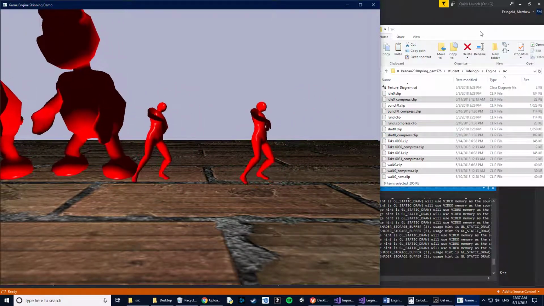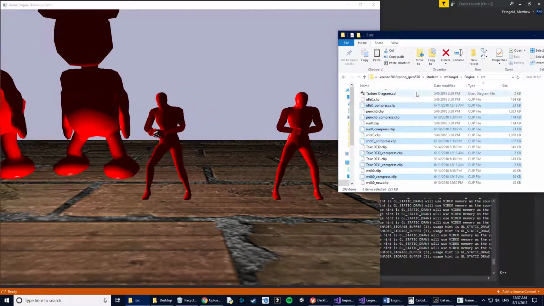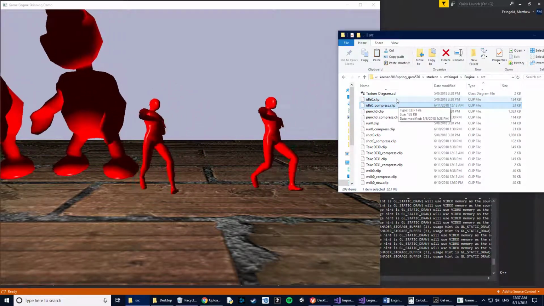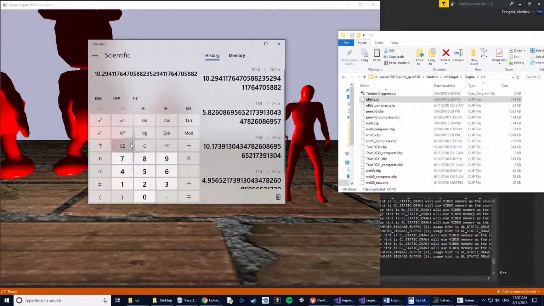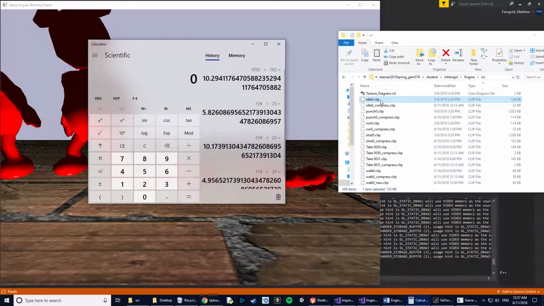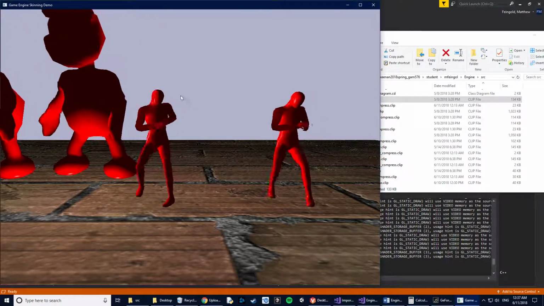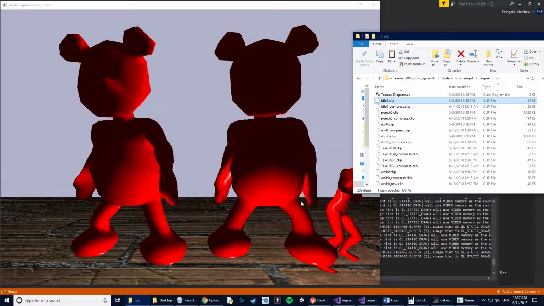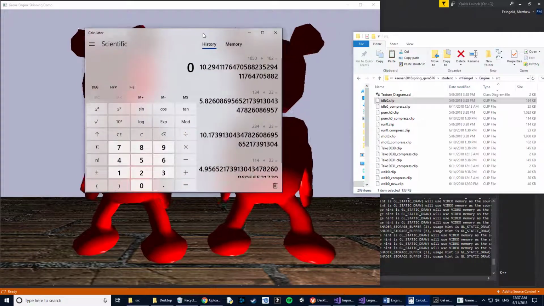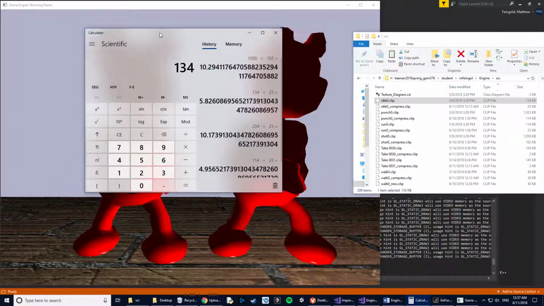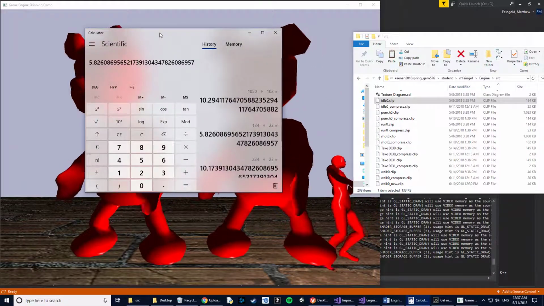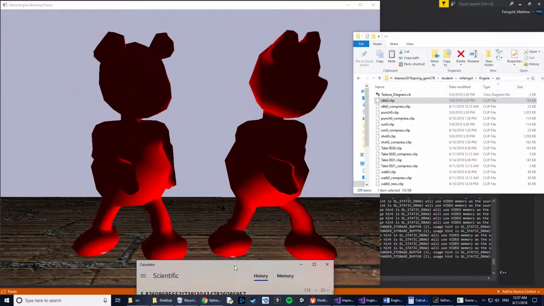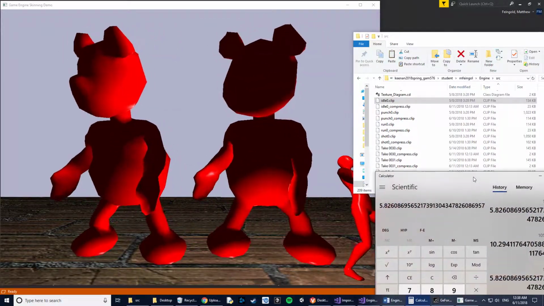Anyway, taking a look at some of these compression rates, I'm getting anywhere between 3 to 10 times for some of these. I can even pull up the calculator and do some quick math. If we look at the idle, which is currently playing on the teddy bear, the regular one on the right here is 134 kilobytes, and the compressed one is 23, giving me almost a 6 times compression, and it's hard to spot the differences here.